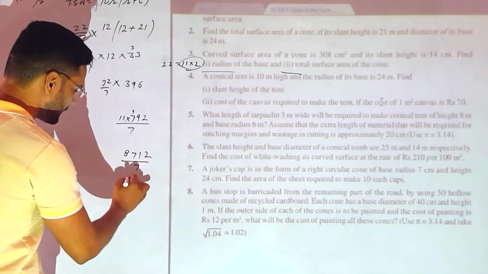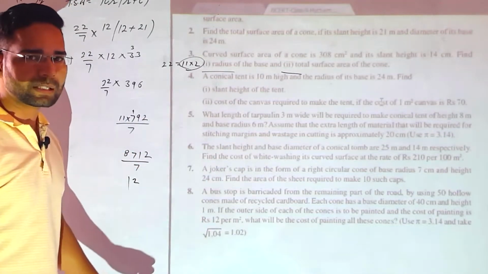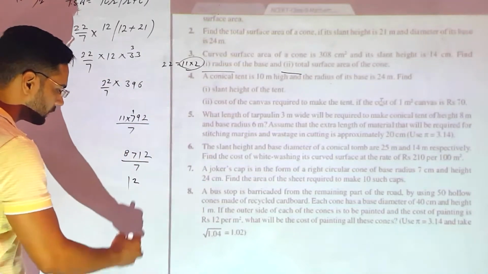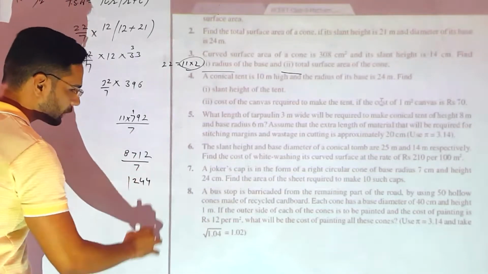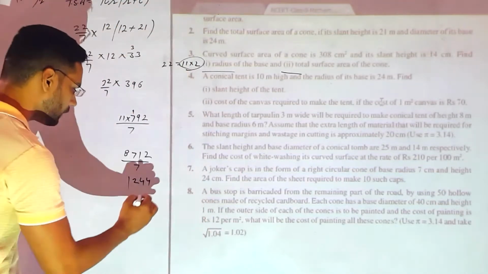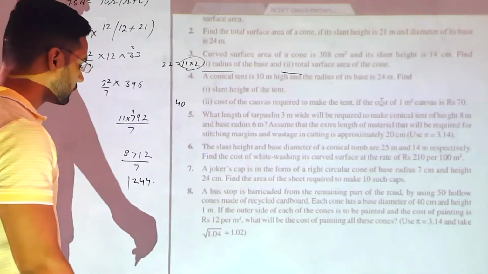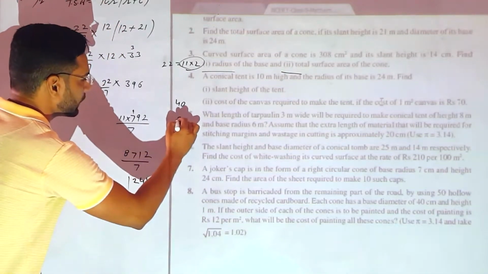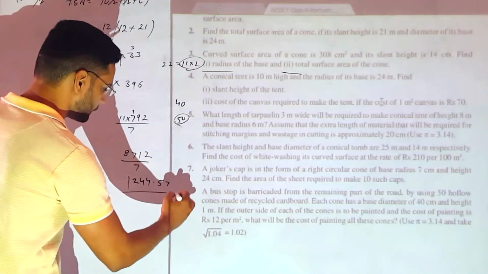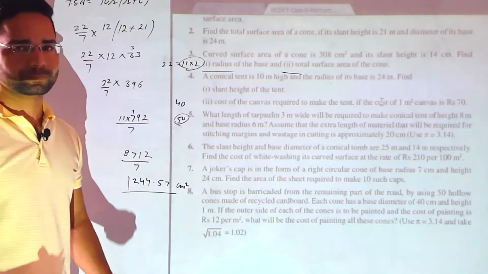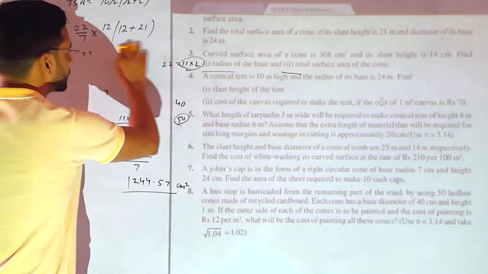Now divide. 7 1s are 7, 1 carry, 7 4s are 28, 7 4s are 28, 7 5s are 35, then 50 and 7 7s are 49. Answer. Got it? Question number 3 is there.